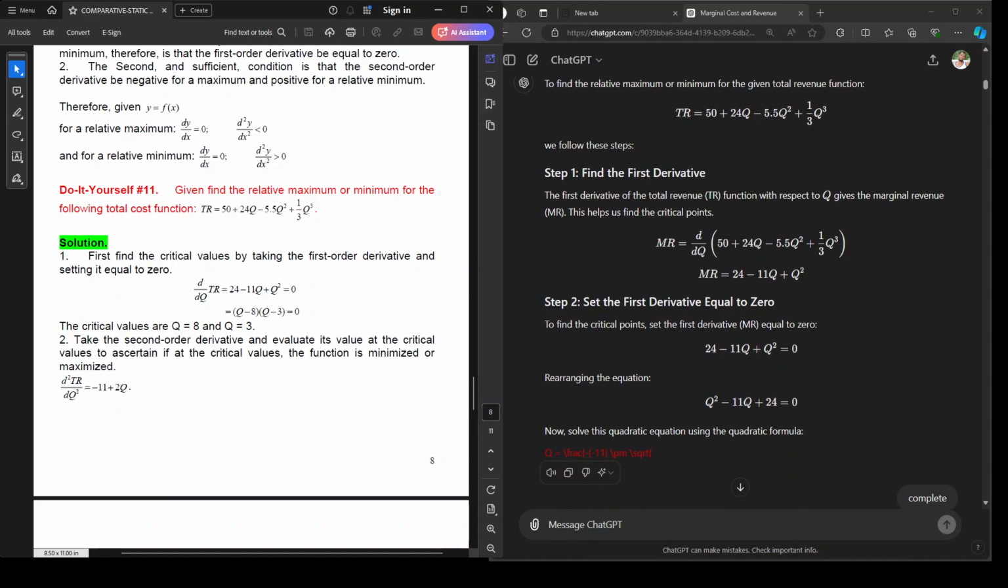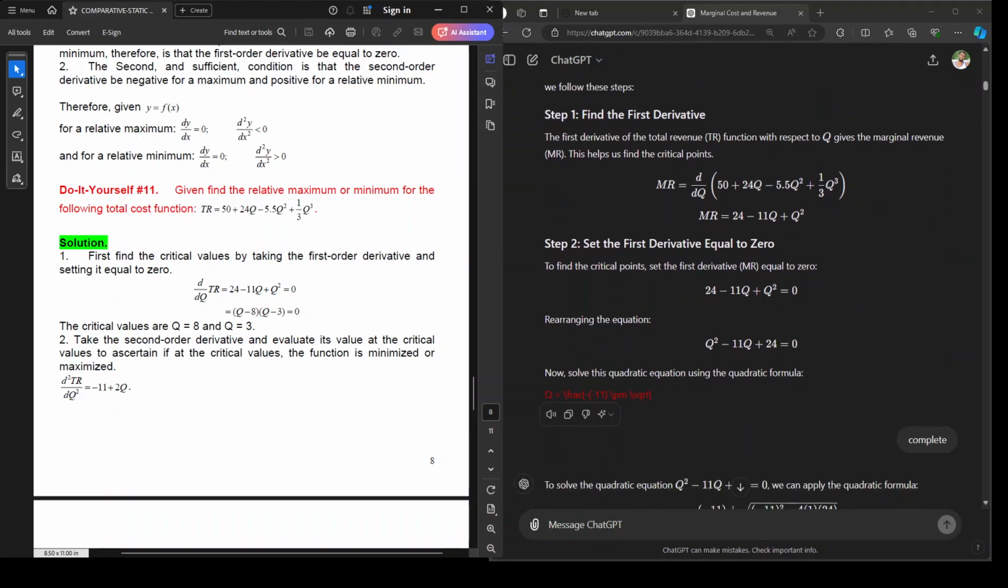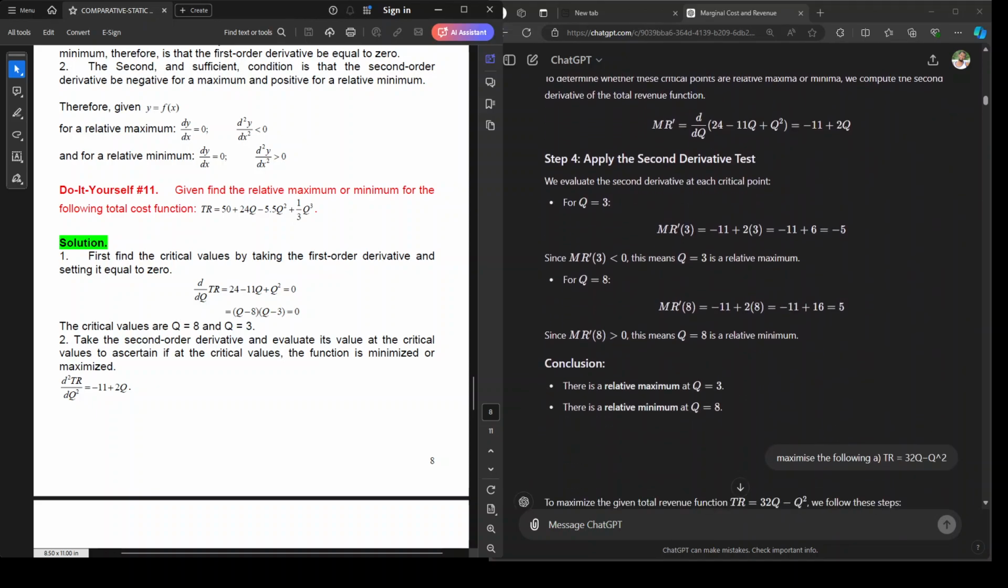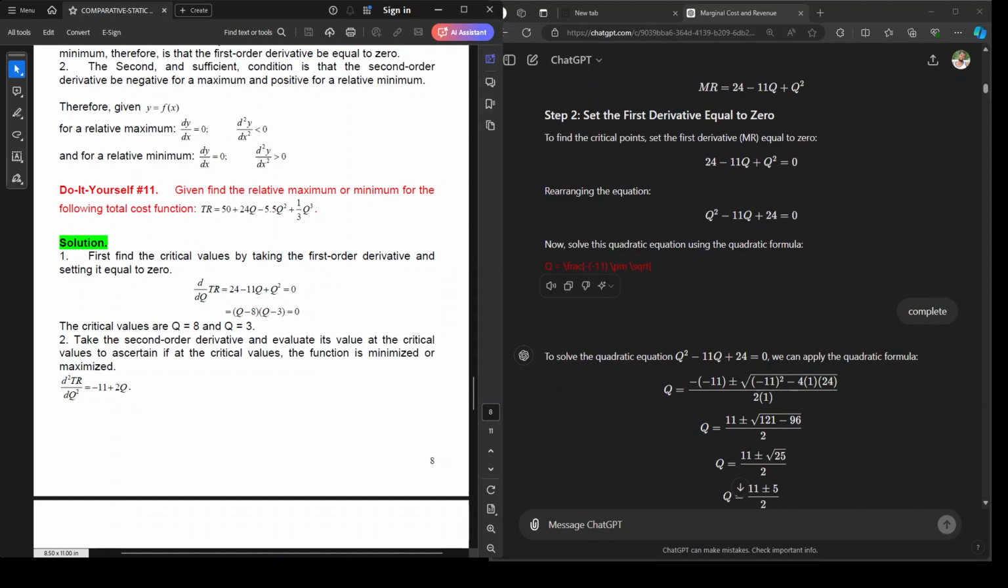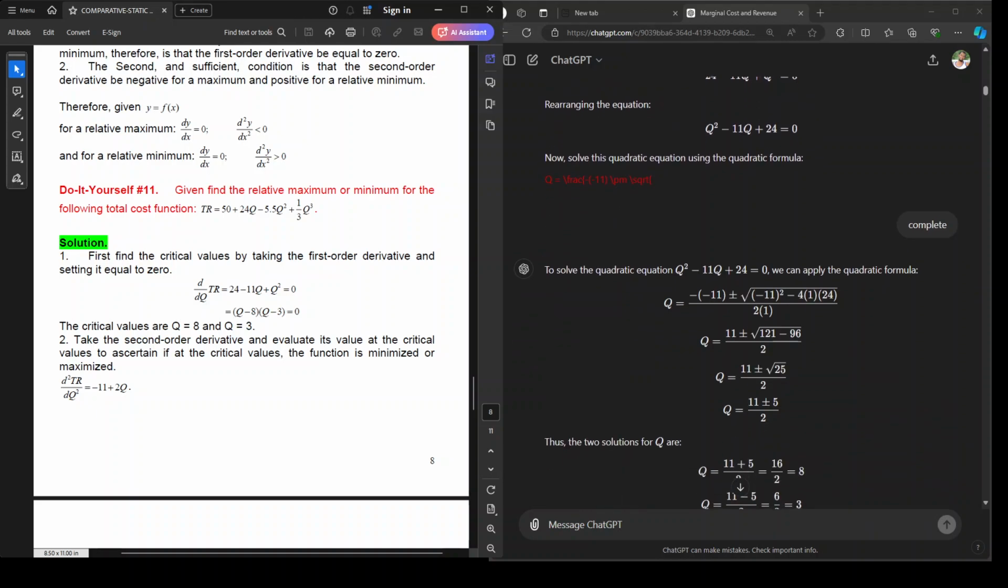Now, the second step, to find the critical points, set the derivative MR equal to 0. So now this whole MR we equate to 0. What are we doing at this point? We are finding the critical points. When we equate this to 0, you realize that this is a quadratic equation. So you rearrange it: q squared minus 11q plus 24. I think you still remember how to solve such equations. Or if you don't want to give yourself the time, put it in the calculator. But I will try to go through it.